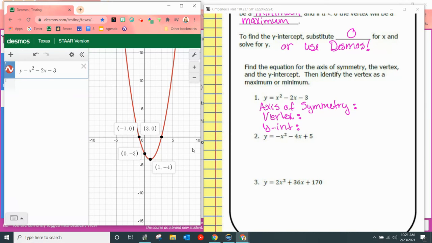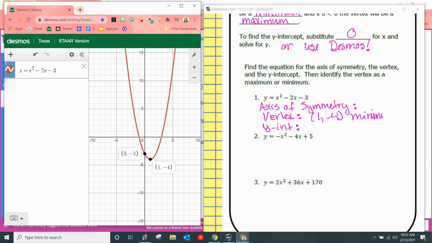Desmos is going to let you click on all these values. Now this is the x-axis, so these are the x-intercepts, which are also the solutions. So the solutions would be -1 and 3, and the roots and the zeros. But it didn't ask me for those. It wants the axis of symmetry, and it wants the vertex. Well, the vertex is this lowest point here. So the vertex for this one is (1, -4), which happens to be a minimum for this one.